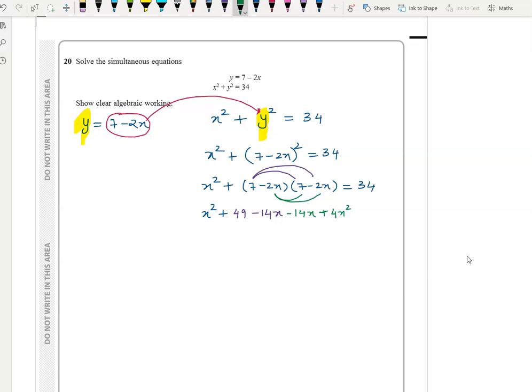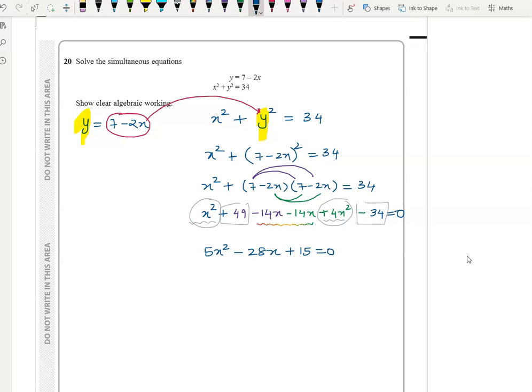Same step, I can bring 34 to the left. So I have minus 34 equals 0. Now we need to look for like terms. So this is 1x squared and this is positive 4x squared. So these two terms can be combined. 1x squared plus 4x squared will give me 5x squared. Then we have minus 14x and minus 14x, that will give me minus 28x, and the constants are plus 49 and minus 34. So 49 minus 34 will give me positive 15 equals 0.